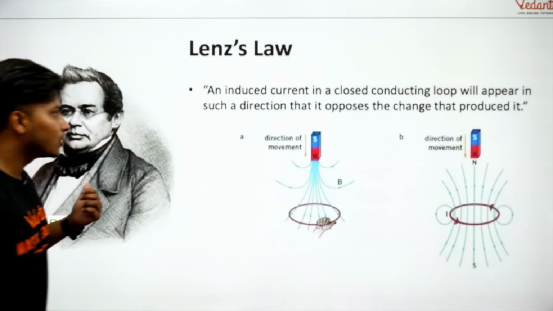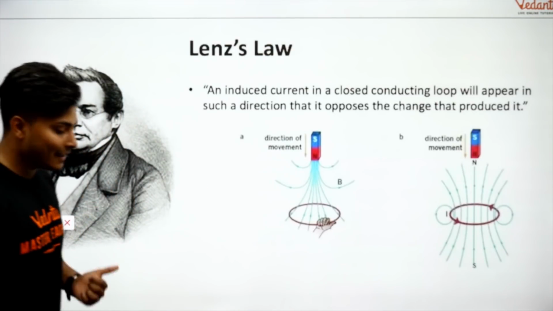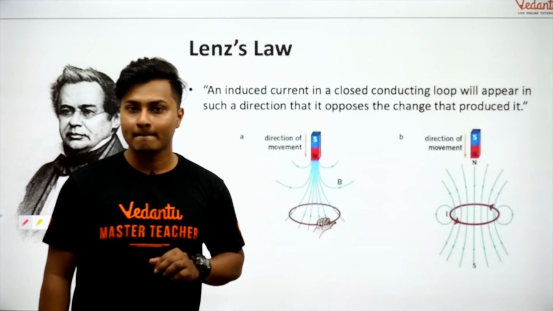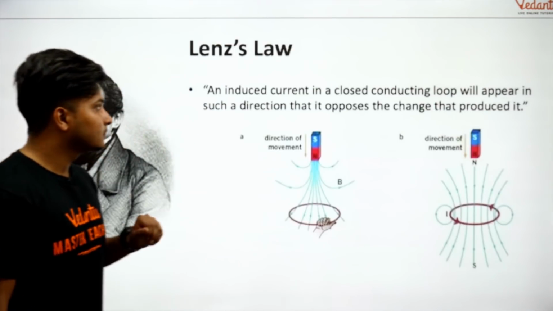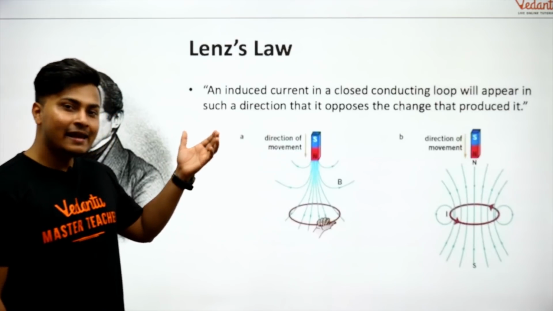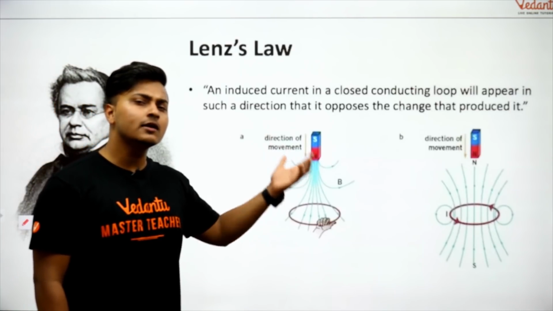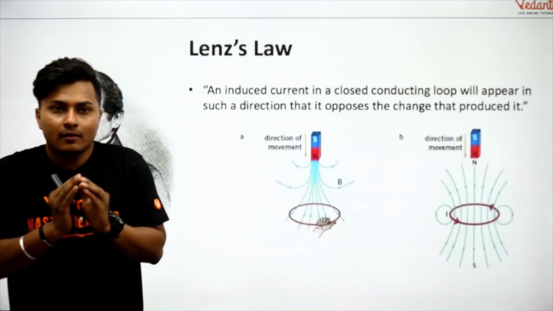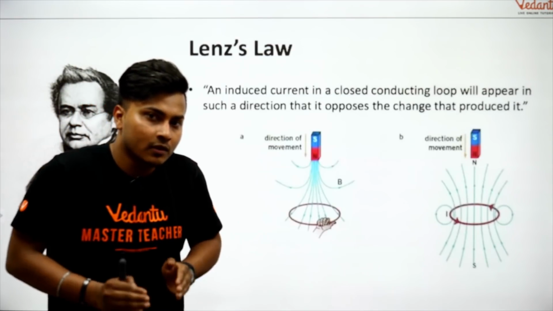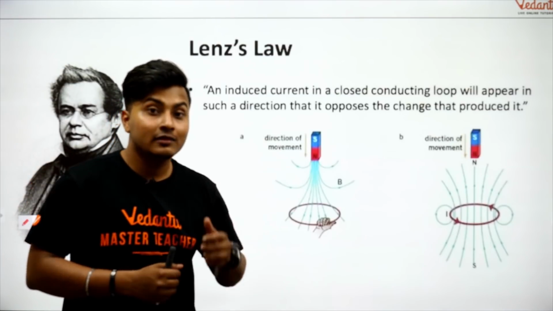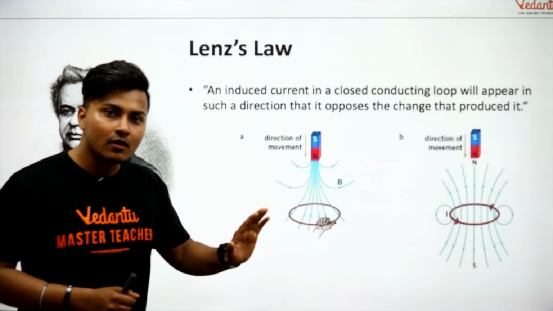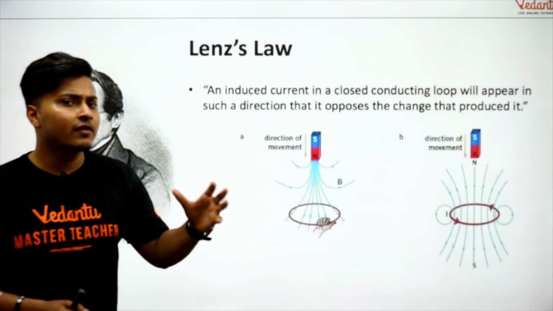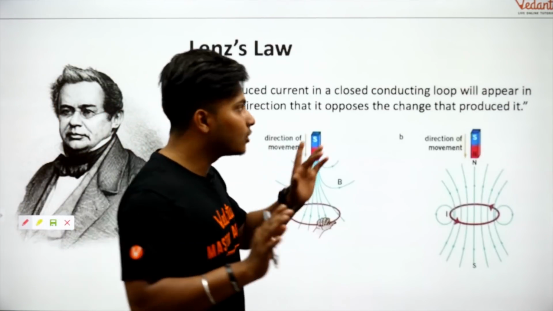Here is a guy called Heinrich Lenz. Lenz said a very interesting thing. He said, an induced current in a circular coil or a circular loop will be moving in that circular loop in a way that it will oppose the cause which produced it. I know it might be a very confusing thing for all of you. I'll draw it and show it to you.